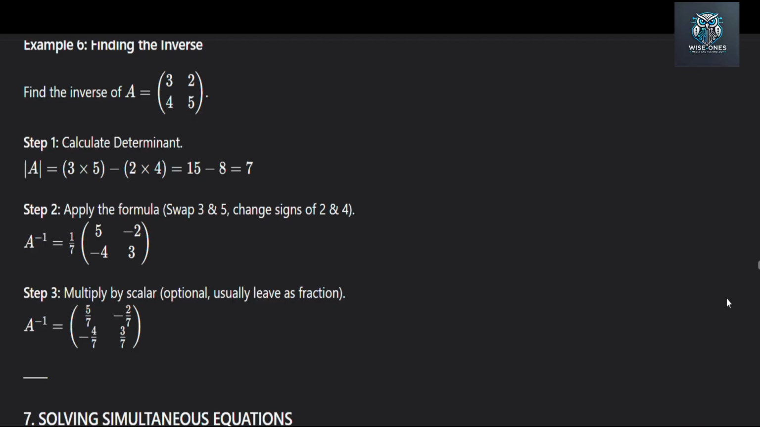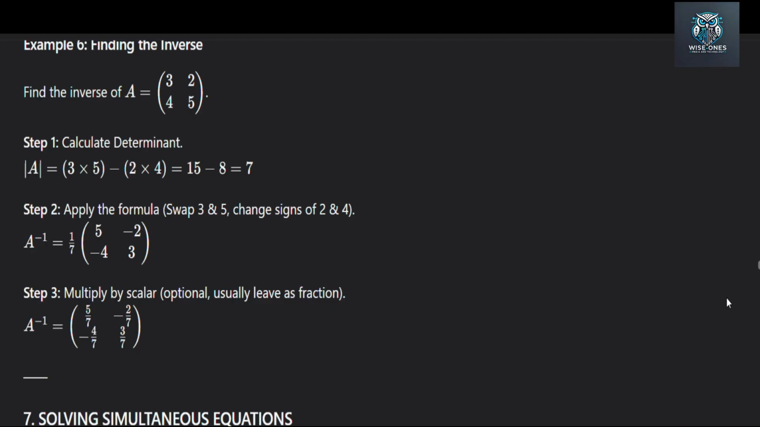Step 2, apply the formula. Swap 3 and 5. So 5 goes top left, 3 goes bottom right. Change signs of 2 and 4. So 2 becomes negative 2. 4 becomes negative 4. So the matrix part is first row 5, negative 2, second row negative 4, 3. Multiply by 1 over the determinant, which is 1 over 7. So A inverse equals 1/7 times the matrix with first row 5, negative 2, second row negative 4, 3.